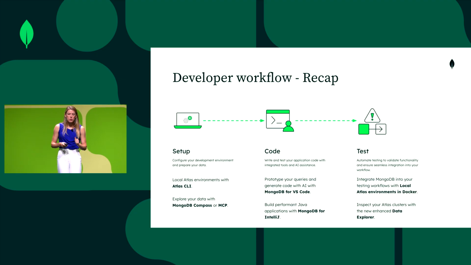Second, we dove into writing application code together to speak to MongoDB. We prototyped a query with MongoDB's GitHub Copilot participant in VS Code, and we ensured that our query is efficient using the MongoDB for IntelliJ plugin. Third, we validated our query's functionality through the automated testing that we have to ensure our application works as expected in various scenarios, including our remote staging environment.